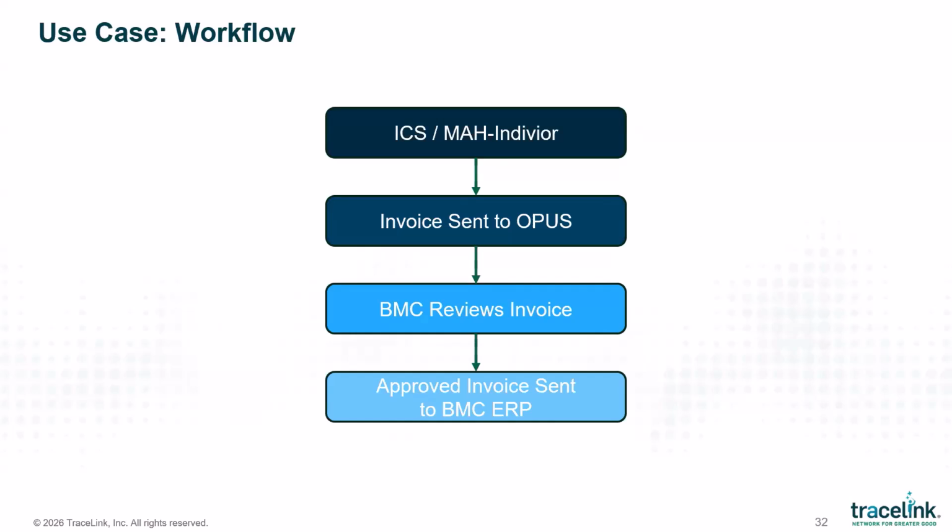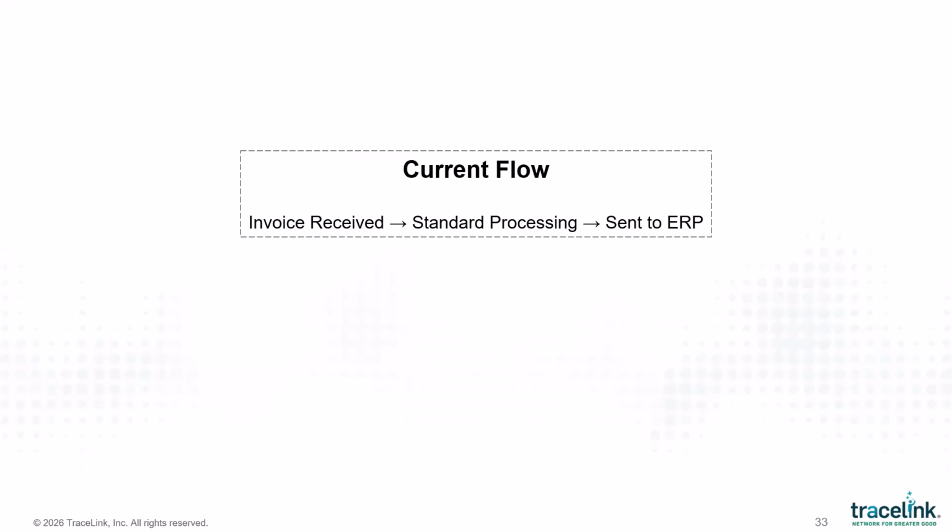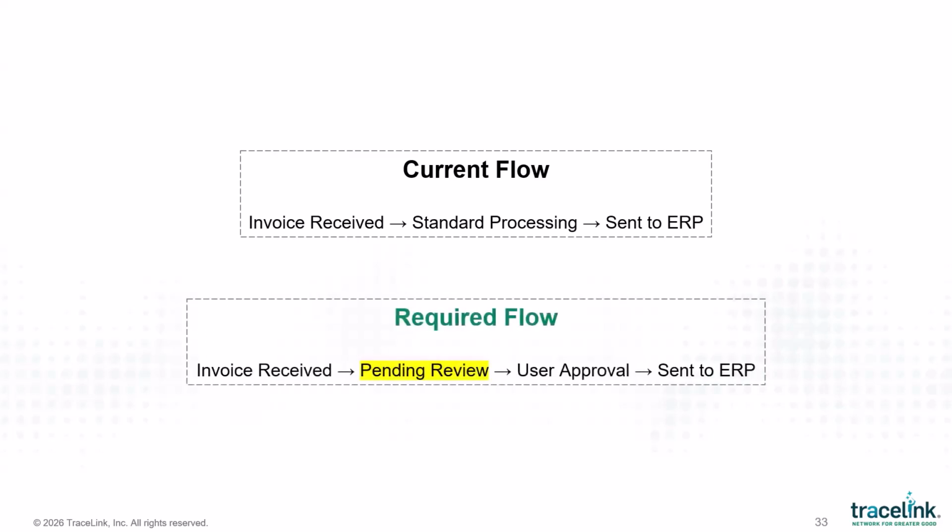So, the goal is to pause the transaction in Opus, allow the user to review the invoice, and then let the user approve it. Once the user approves it, Opus continues the workflow and triggers the outbound process to BMC's ERP system. In the standard flow, the transaction continues through the workflow without a manual approval checkpoint. For BMC, we need a controlled pause. The invoice should stop at a review point, and the user should decide what happens next.